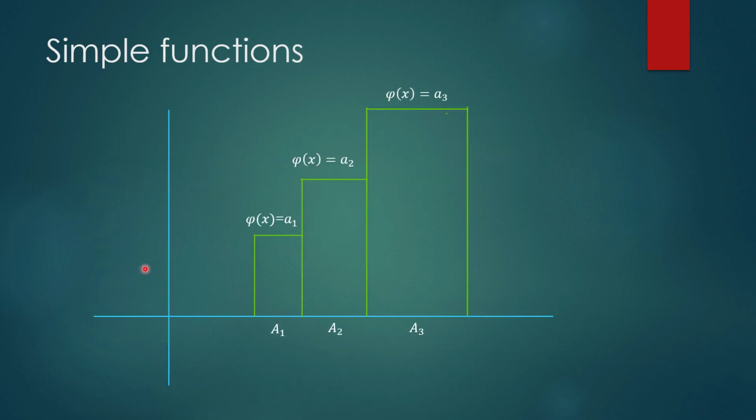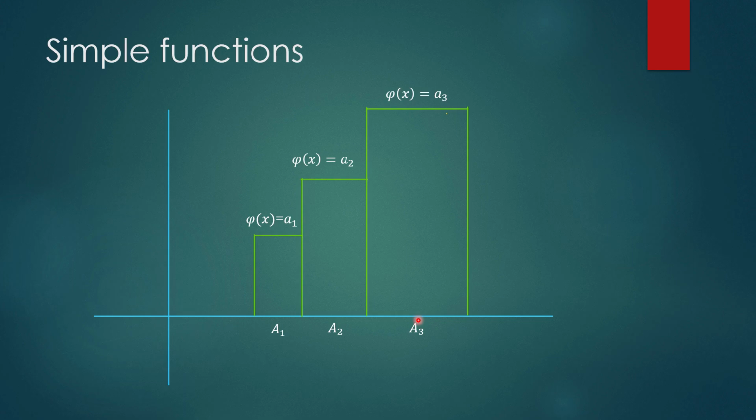Alright. So now let us see a simple example of a simple function whose values are a1, a2, a3 taken on the sets capital A1, capital A2, capital A3. So the simple function phi takes value small a1 on the set capital A1. The simple function takes value small a2 on the set capital A2, and lastly the simple function phi takes value small a3 on the set capital A3. So that is a simple example.